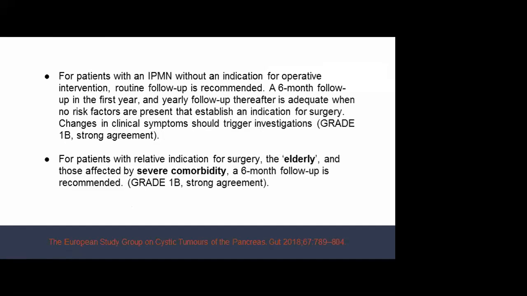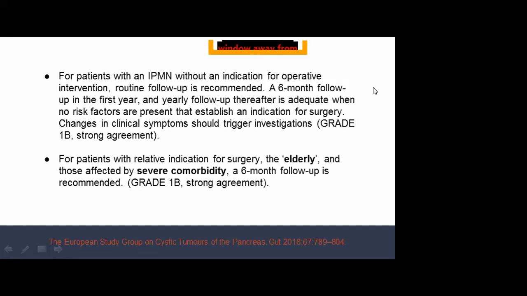So for patients with an IPMN without an indication for operative intervention, routine follow-up is recommended, and the follow-up interval is 6 months in the first year and yearly thereafter, when no other risk factors for surgery are present. Whenever there is a change in the clinical symptoms, or a change in the characteristics of the lesion on imaging, then it should prompt further investigations even during the surveillance.